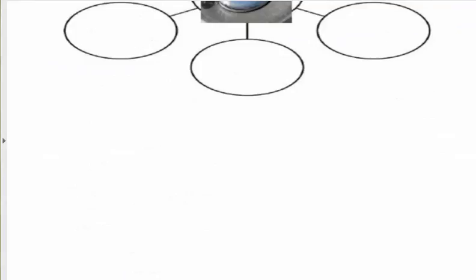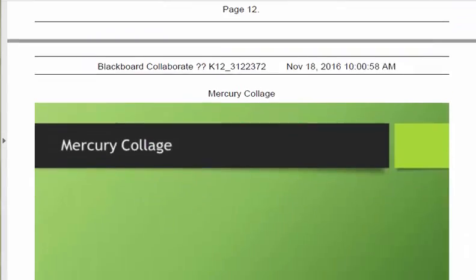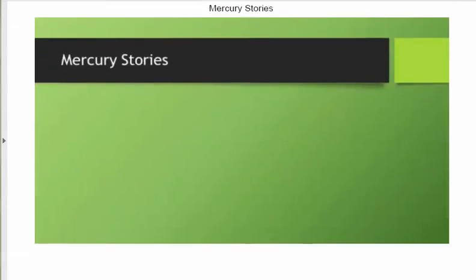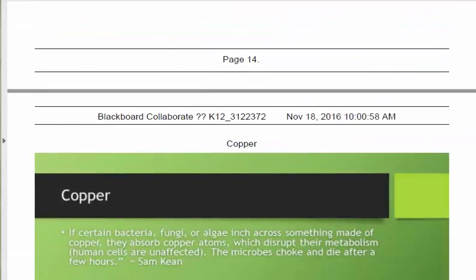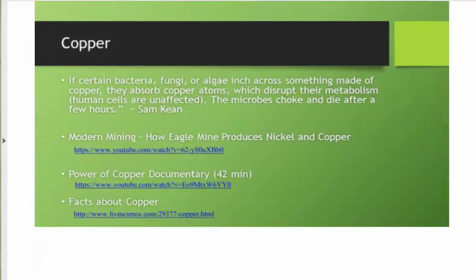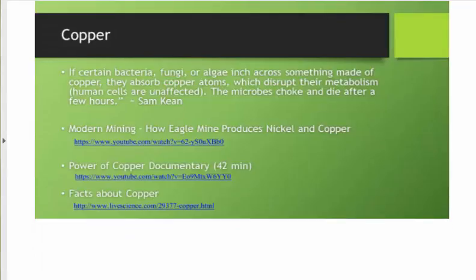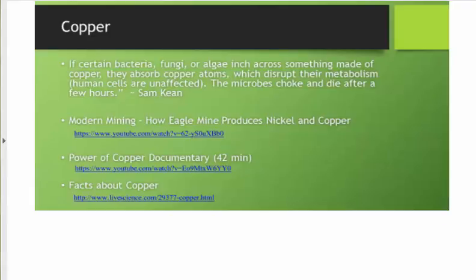And then again, they just have the opportunity to share what they've found out, make a collage, tell us any stories. And then finally we have copper. Here's the quote from the book. If certain bacteria, fungi, or algae inch across something made of copper, they absorb copper atoms which disrupt their metabolism. Human cells are unaffected. The microbes choke and die after a few hours. So then we have modern mining, power of copper, and facts about copper. And I chose copper because copper is mined in Michigan.